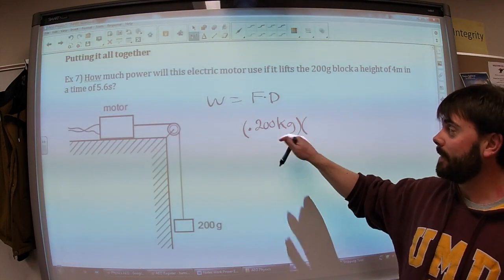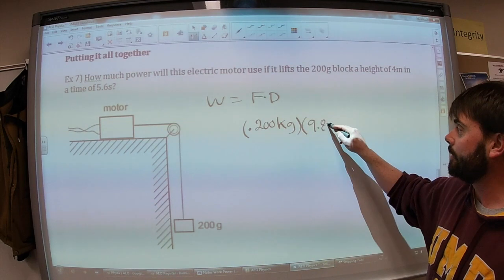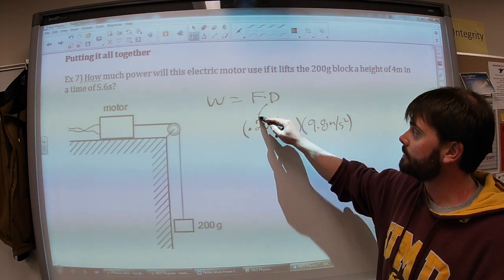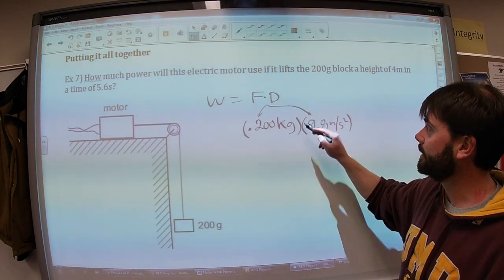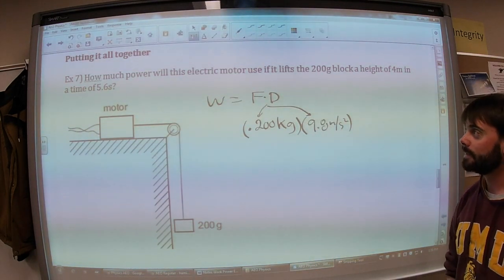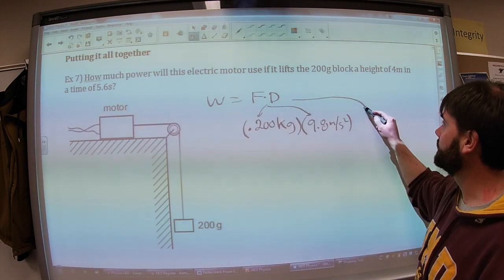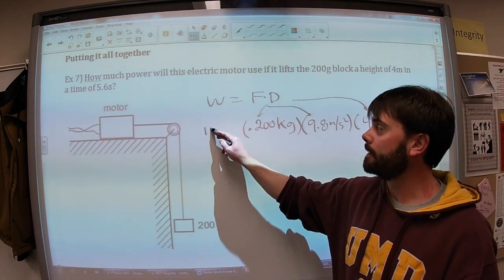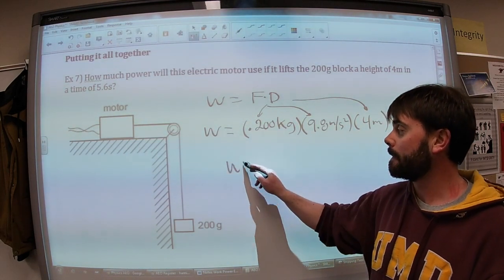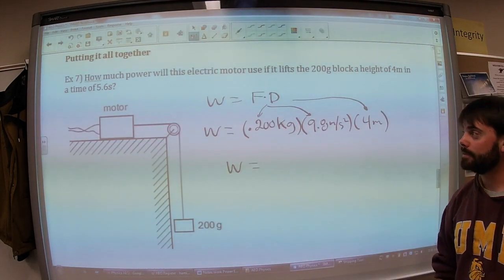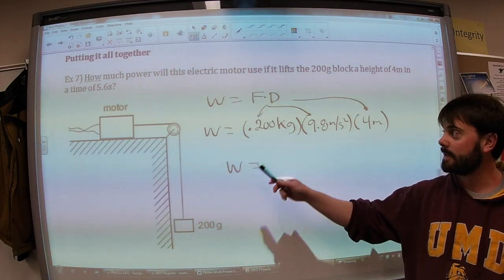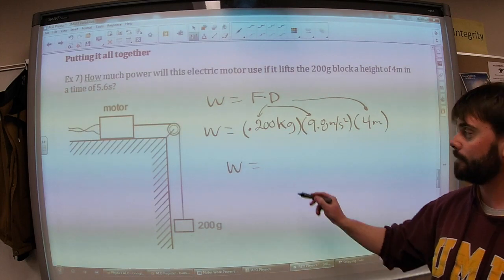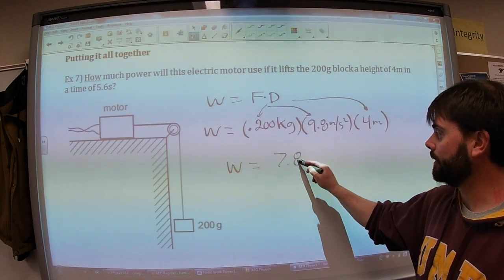So this is a mass. If I multiply it by 9.8 meters per second squared, this turns into a force. So the combination of this multiplied by this gives me a force or a weight. If I want to add the distance in here, I have to multiply all of this by 4 meters in addition to get the work. So if I have the 0.2 kilograms, that's our mass, multiplied by the acceleration of gravity, 9.8, and multiply that by 4, I get a value for work of 7.84 joules.